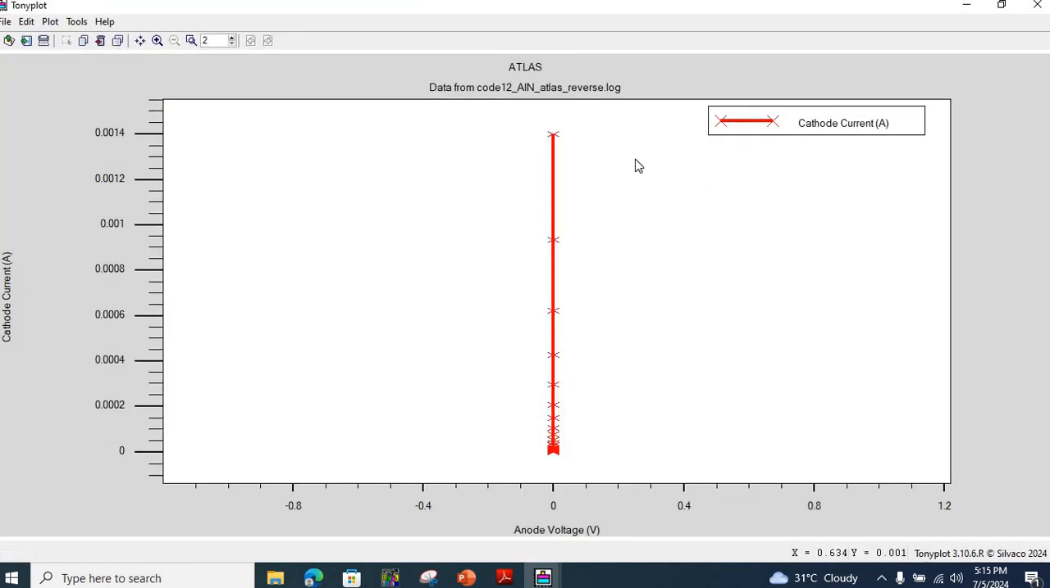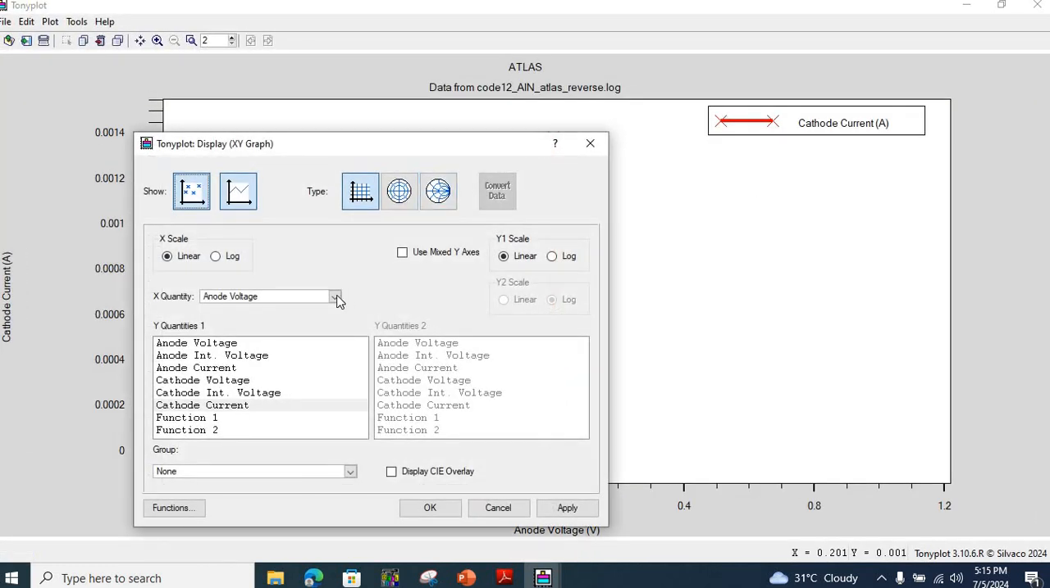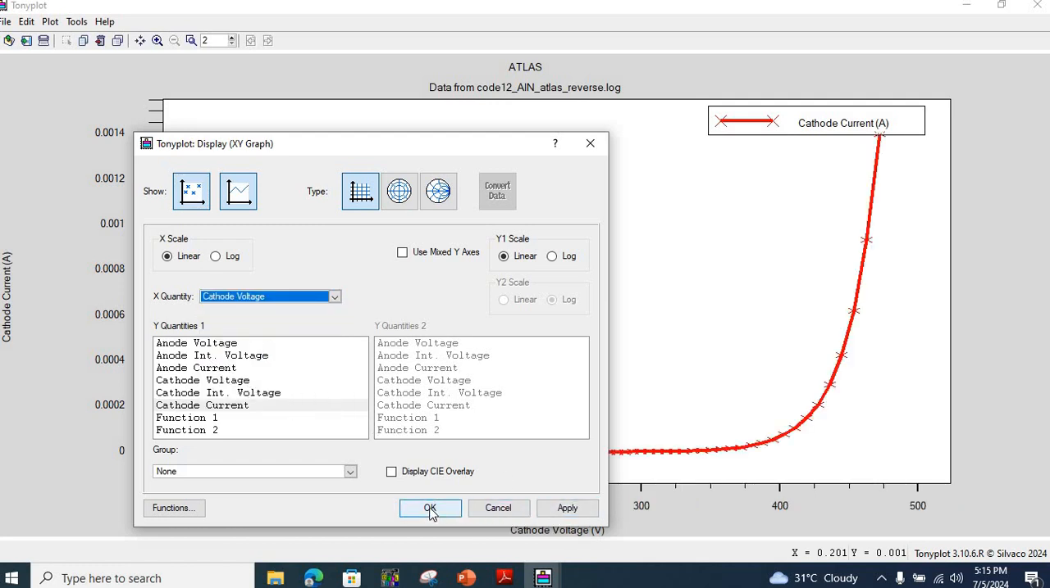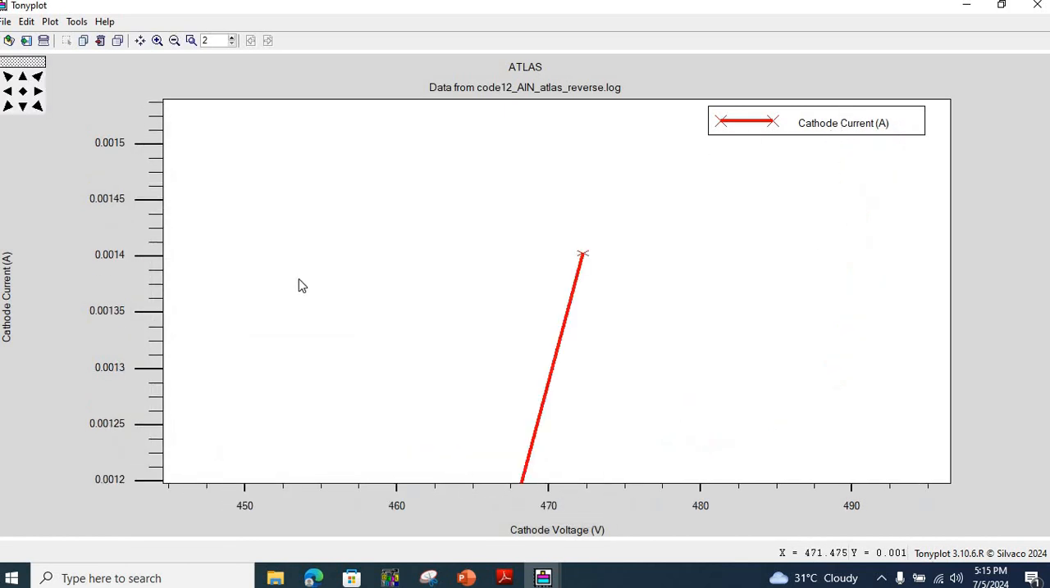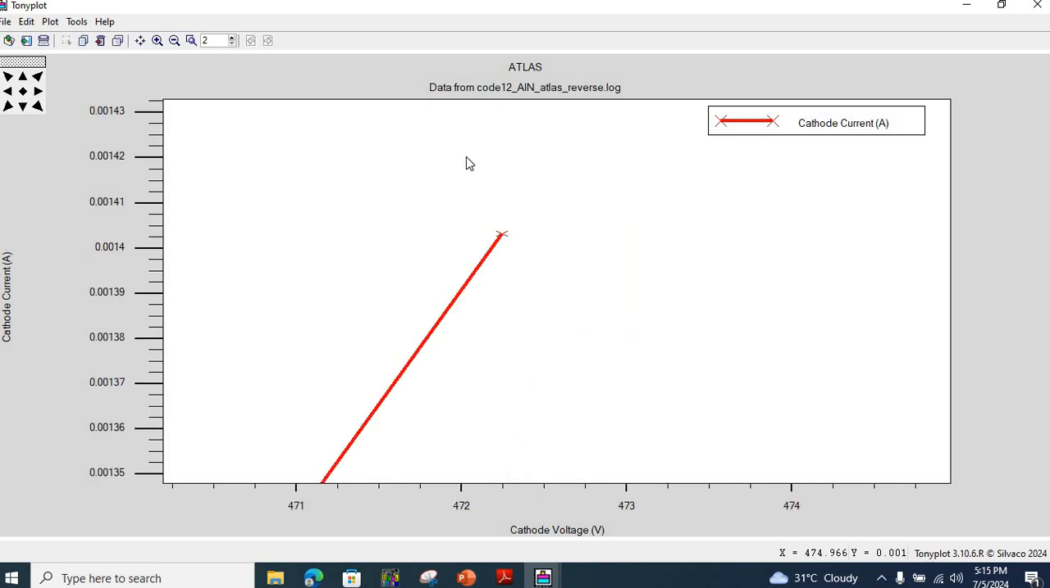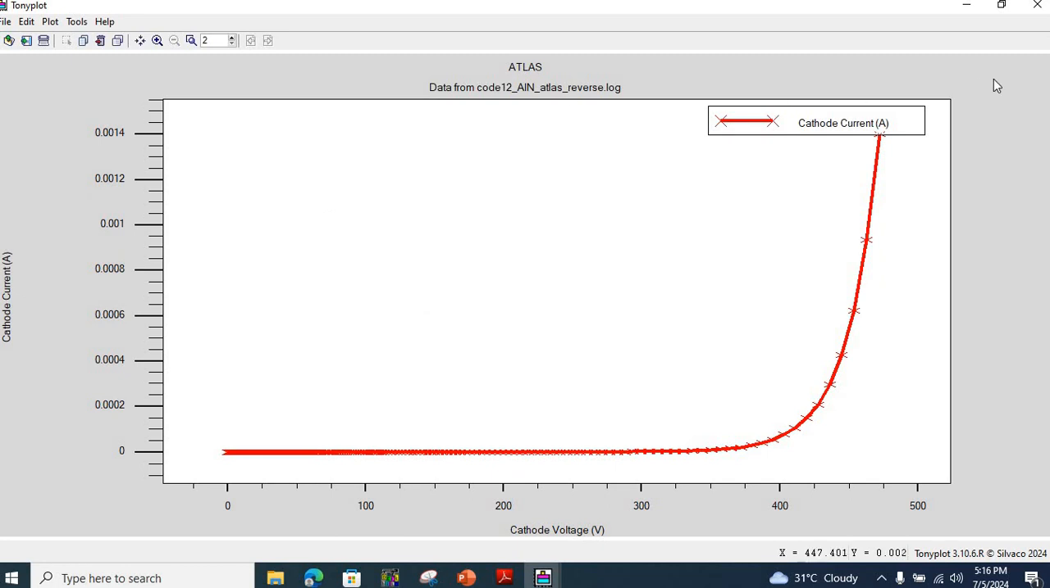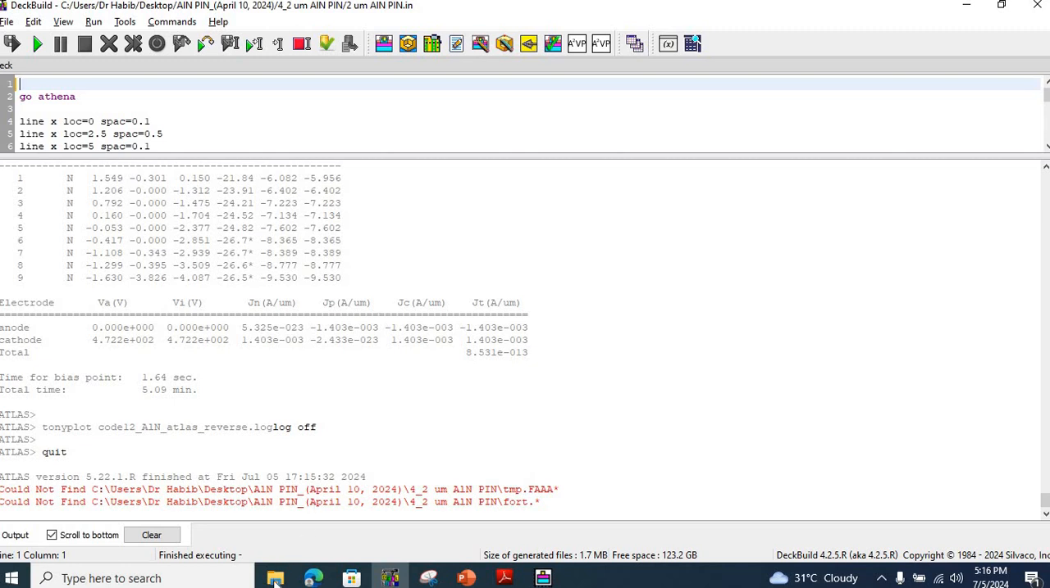Okay, as you can see over here from this plot, so we are going to go to display. We want to see cathode voltage versus cathode current, and we hit apply. So the current at this point over here is 1 milliamps, and at this breakdown current the voltage is approximately 472 volts. So 472 volts is the breakdown voltage for this case, where the I layer thickness for the aluminum nitride PIN diode is 2 micrometers. So these were some results.